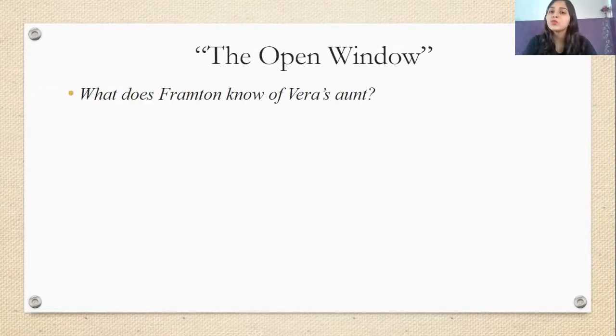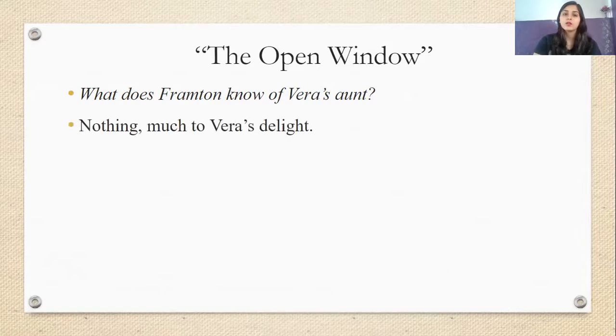What does Frampton know about Vera's aunt? Does Frampton know anything? Because Vera's aunt, Mrs. Sapleton, is not actually Frampton's friend. She is his sister's friend. I just told you the sister had written an introductory letter. So nothing much, to Vera's delight.